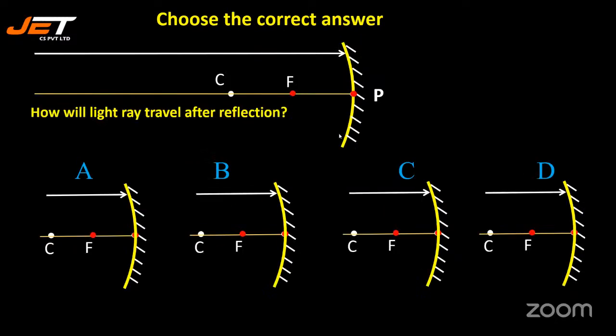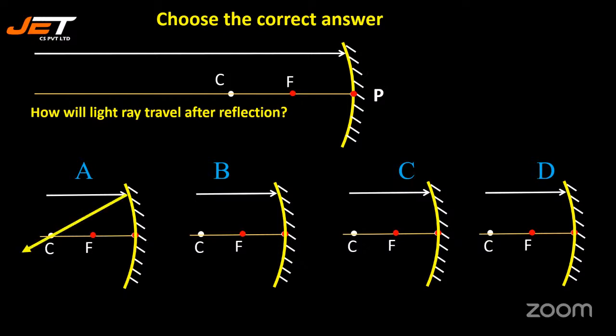Okay, let's answer a few questions, students. Choose the correct. A ray incident on the mirror parallel to the principal axis, how will it be reflected? How will the light ray travel after reflection? All right, we have got Siri Chandana, Rohini, Anjali, Tanishq. All right. So how do you think it travels?